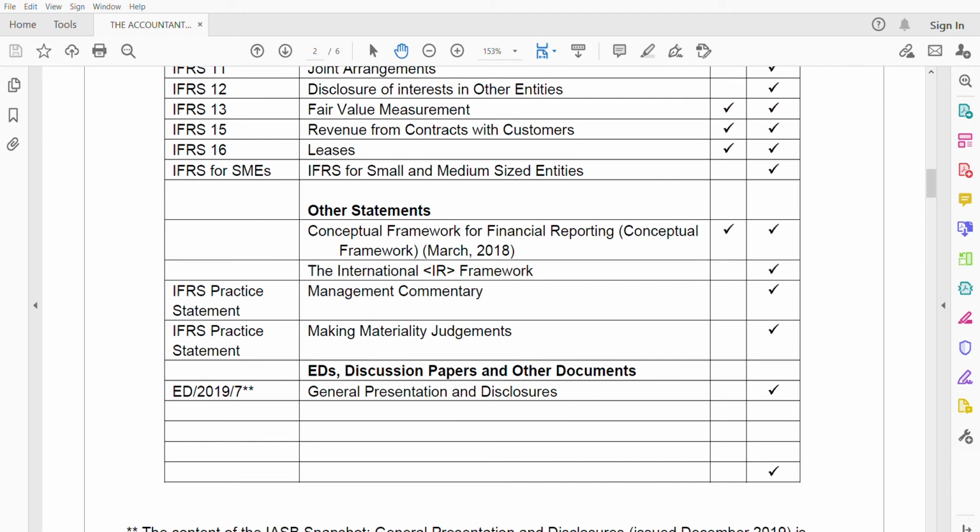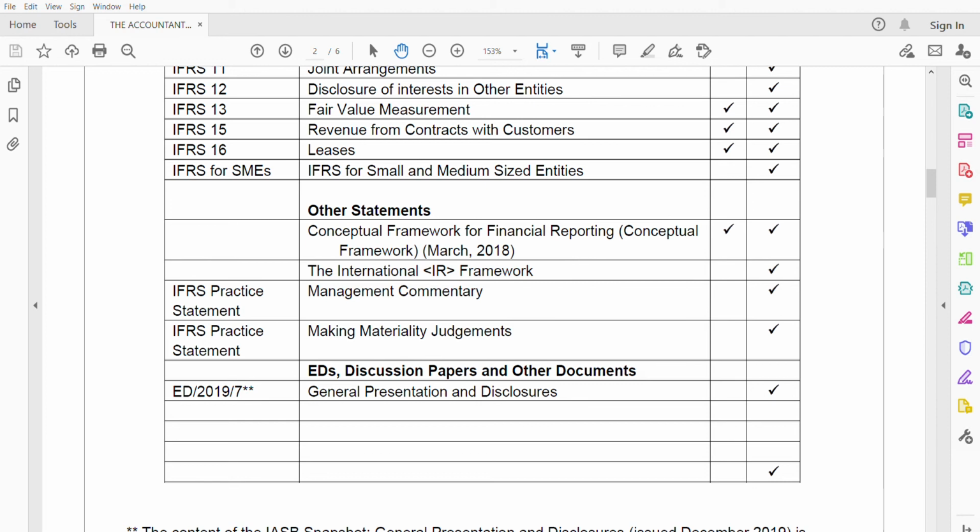Okay, all the statements. Making materiality judgments, again under SBR, not there in financial reporting. So something which was not asked in financial reporting, don't worry about it. Okay, that you have to study in SBR. So ED, what is ED? ED means exposure draft. Okay, short form of ED. Exposure draft short form is ED. So ED, discussion paper and other documents.